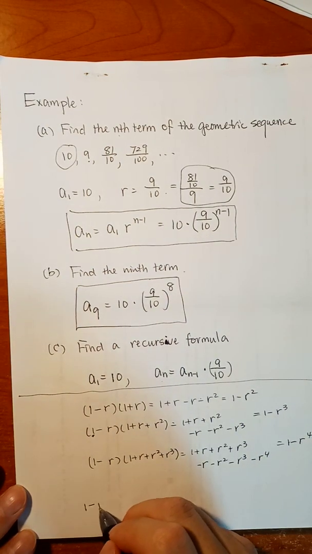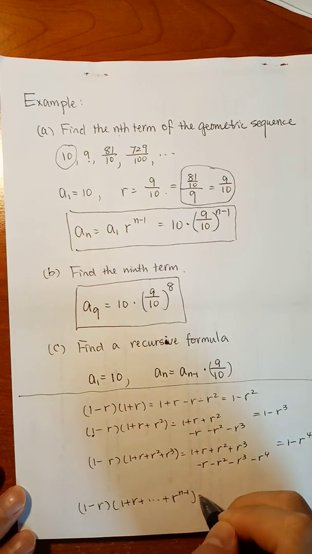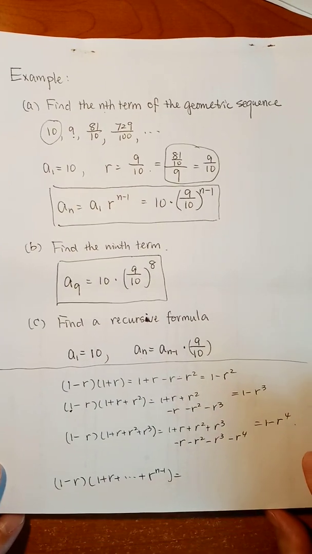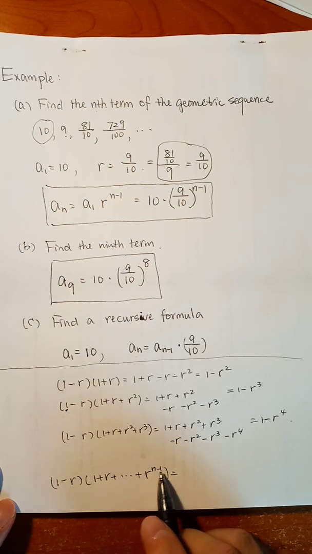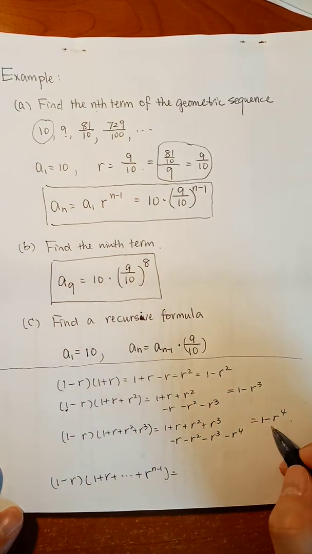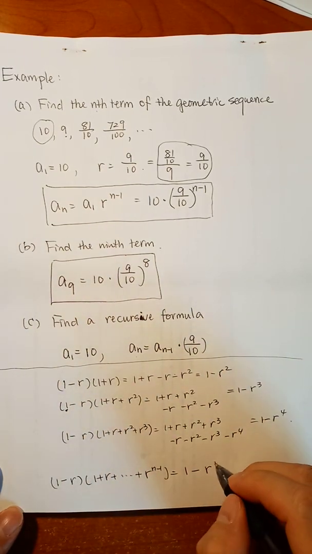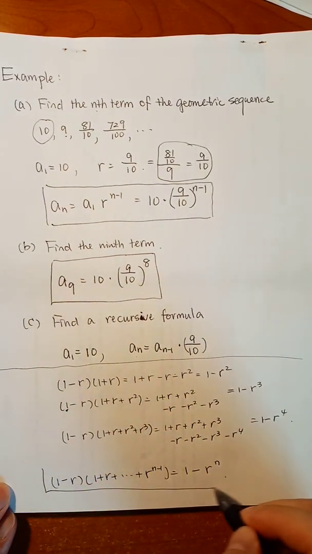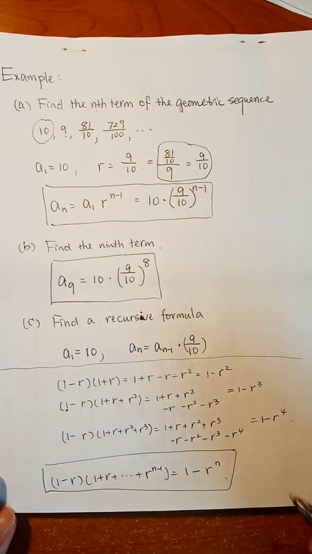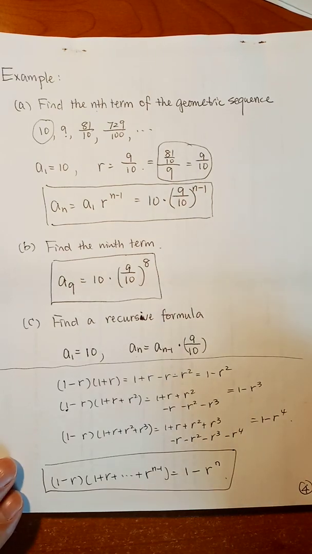So in general, if we have 1 minus r times 1 plus r plus r squared, r cubed, r to the 4, up to r to the n minus 1, it is always equal to 1 minus r to the n, because n minus 1 plus 1 is n. So this is a general formula. We're going to use this formula to find the sum of a geometric sequence.